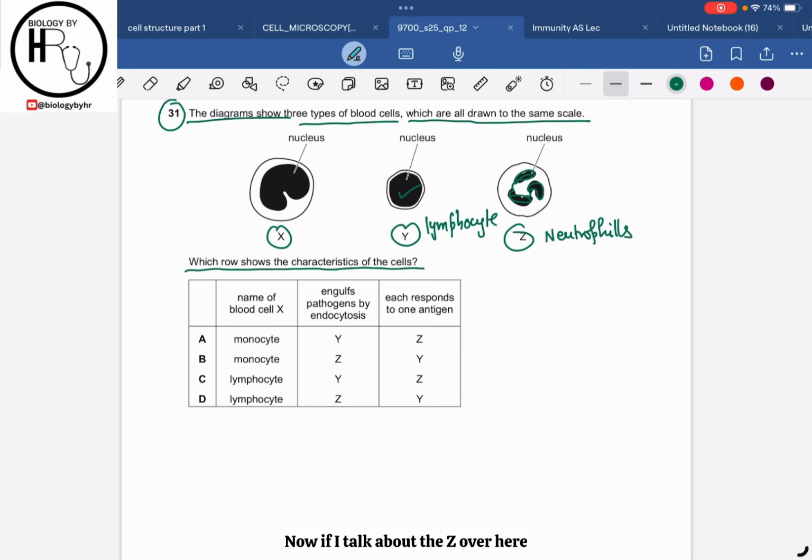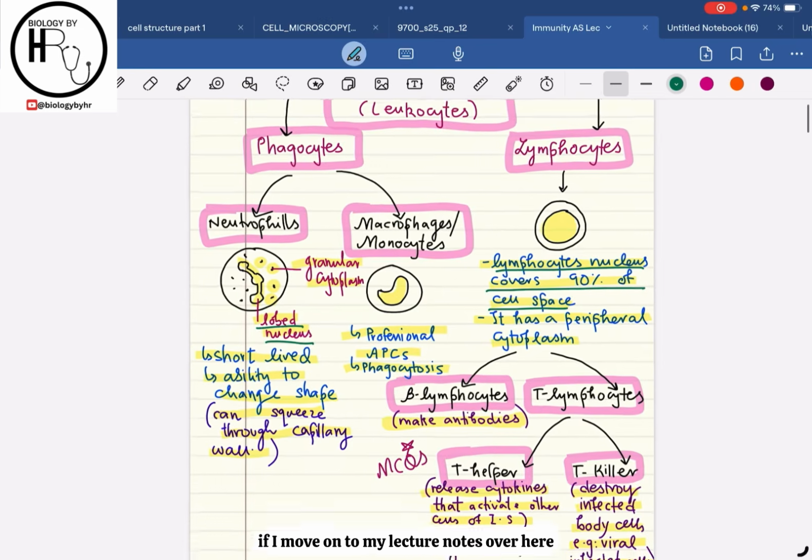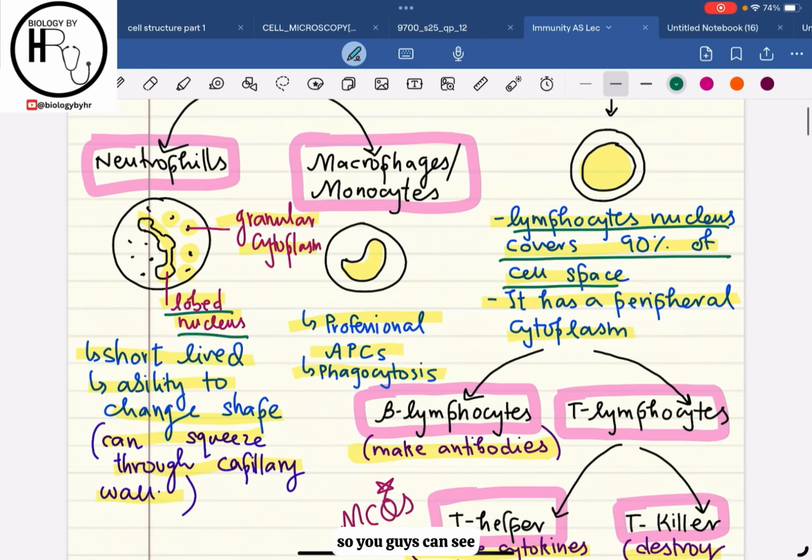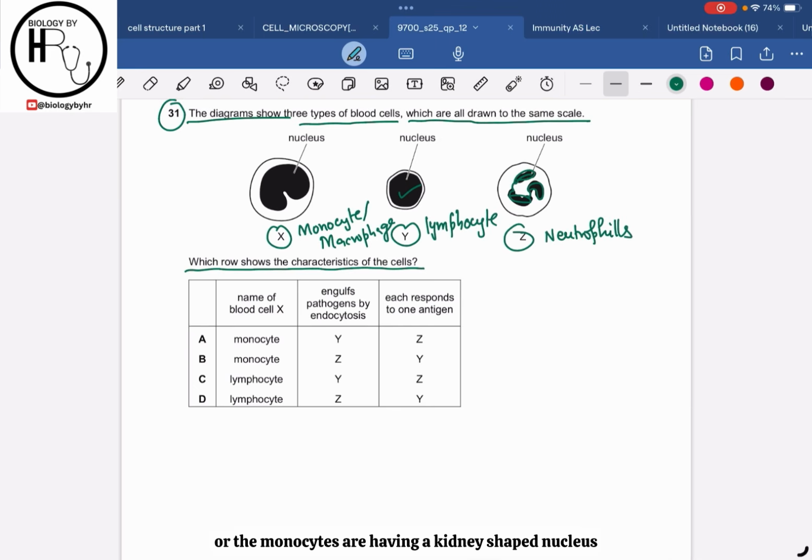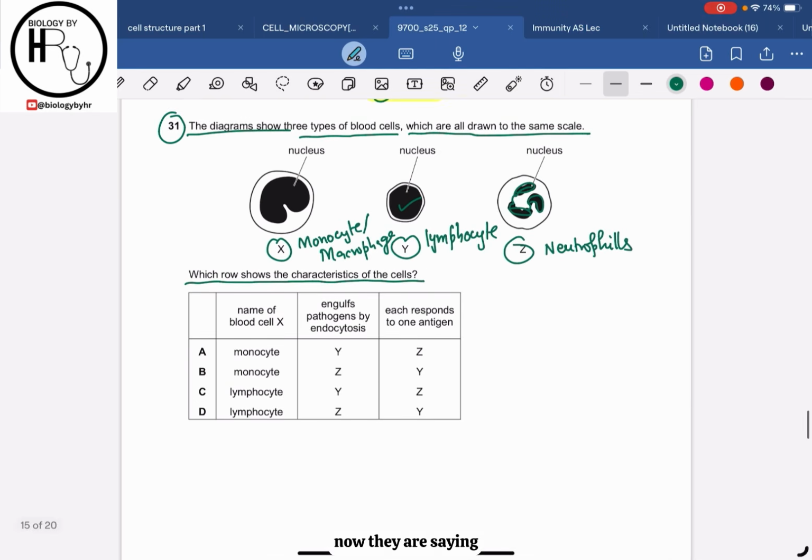Now if I talk about the Z over here, Z can be the monocyte or the macrophage. Why? Because it has a kidney shaped nucleus. If I move on to my lecture notes over here, you can see that the macrophages or the monocytes have a kidney shaped nucleus. Now they are asking for the name of the blood cell X. So the blood cell X over here is the monocyte, right? It is not the lymphocyte. So options C and D are already eliminated. Now we will look for the correct option from options A and B.